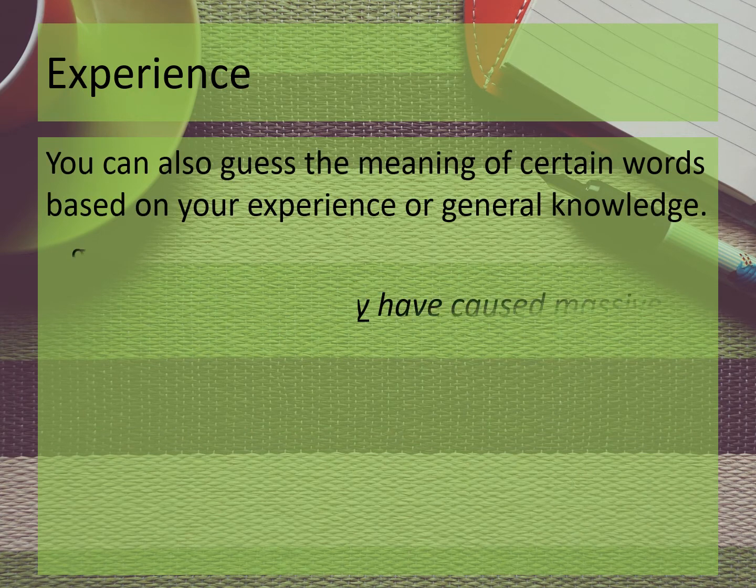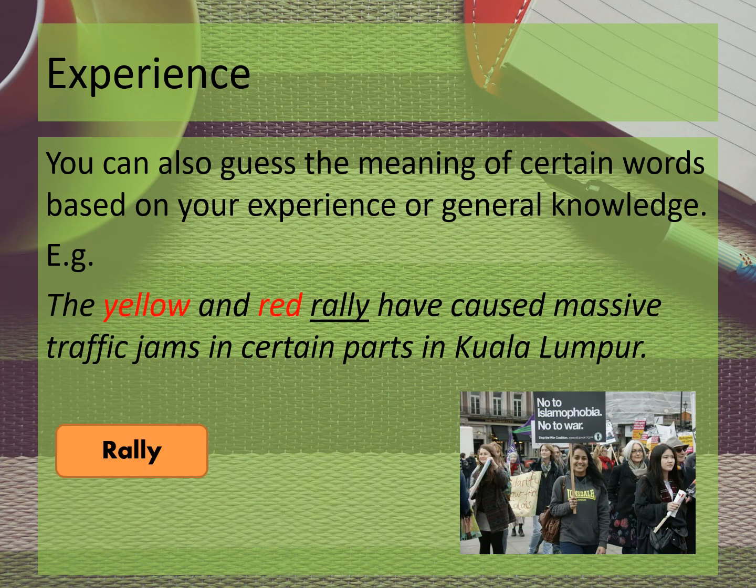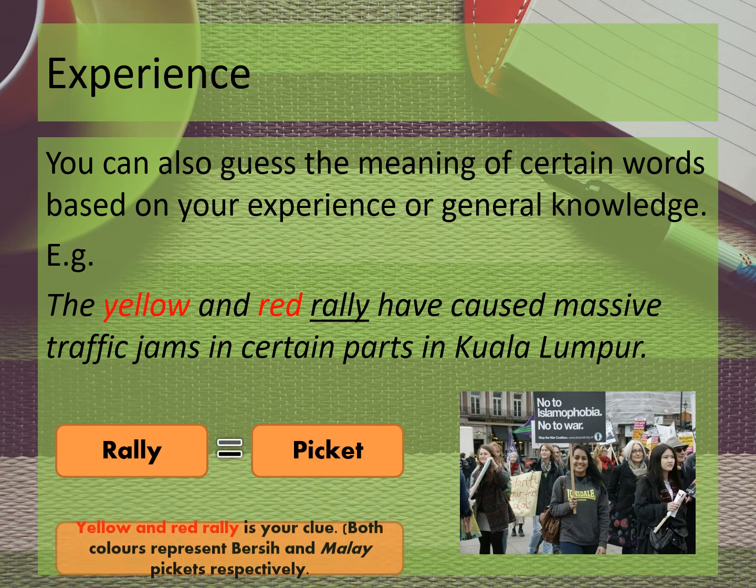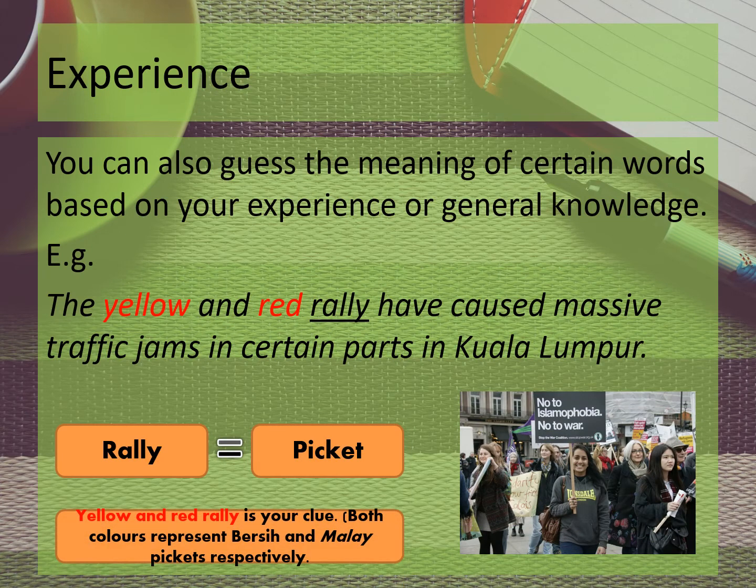You can also determine the meaning of certain words by just referring to your experience. I give an example here. The yellow and the red rally have caused massive traffic jams in certain parts in Kuala Lumpur. You may not know what rally means, but somehow it triggers you.